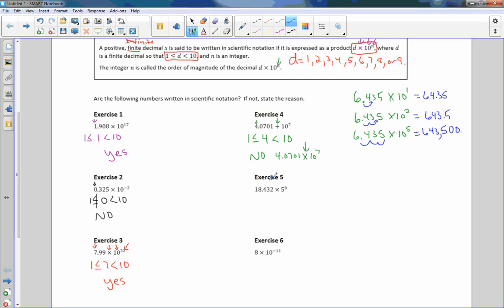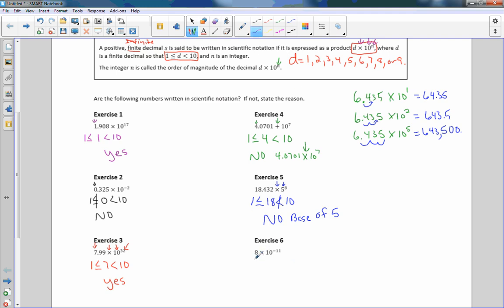Okay, exercise 5. Write the rule. 1 less than or equal to, leave a space, put a 10. Bring down the number that is to the left of the decimal, and 1 is less than or equal to 18, but 18 is not less than 10, so this is not scientific notation. The other reason, if I continue, there is multiplication, but the base of 5 is also a reason why that would not be scientific notation. So 18 is more than 9, and the base was not 10. 2 reasons in that one.